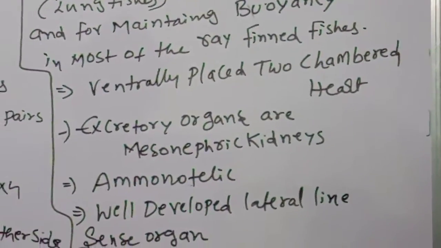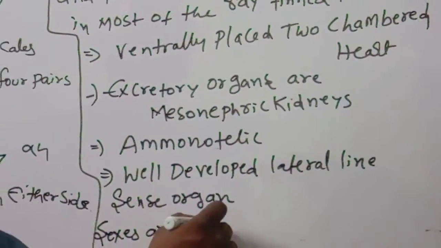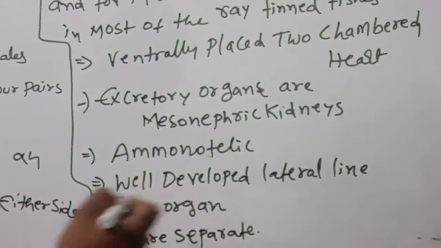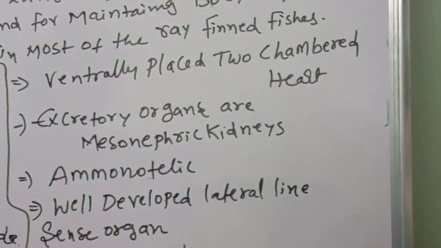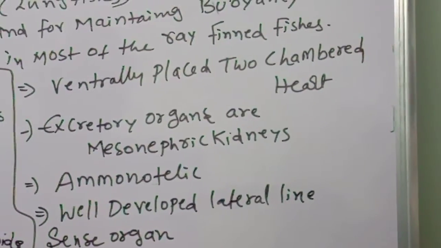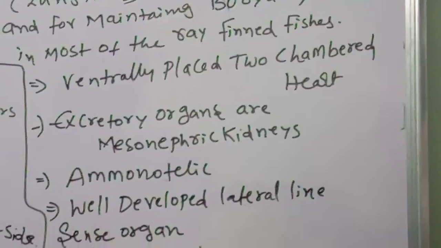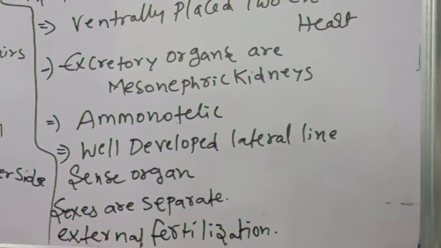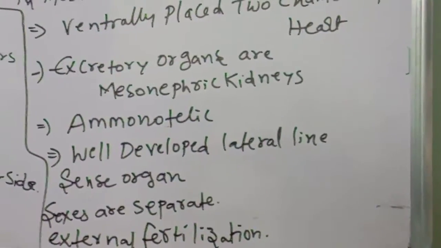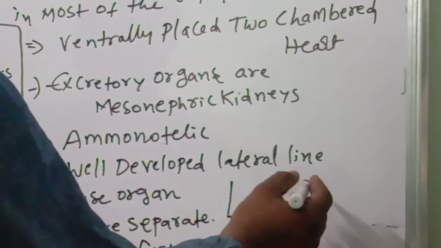The sexes are separate. Remember this point. Next is external fertilization. Outside of the body, the combination of male and female gametes takes place, and most forms are oviparous.